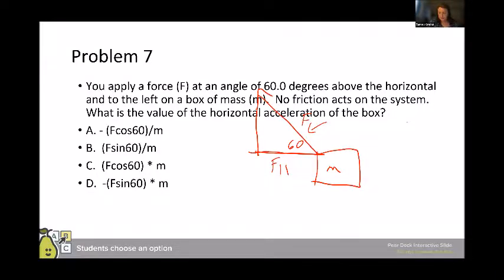So acceleration is force over mass. So you want that parallel component, yep. F cosine 60, divided by the mass.